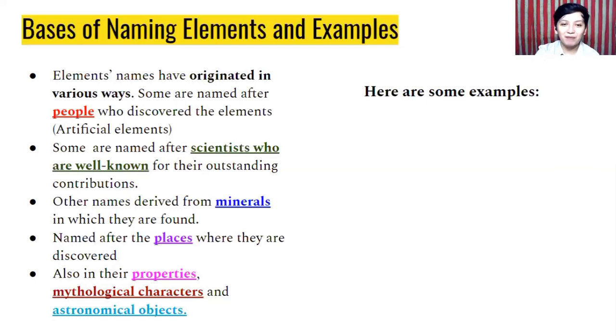And other names derive from the minerals in which they are found, or are named after the places where they were discovered. Remember that. Also their properties, mythological characters, and astronomical objects. So those are the bases of their names: the people, scientists who are well known, minerals, places, properties, mythological characters, and astronomical objects. So here are some examples.